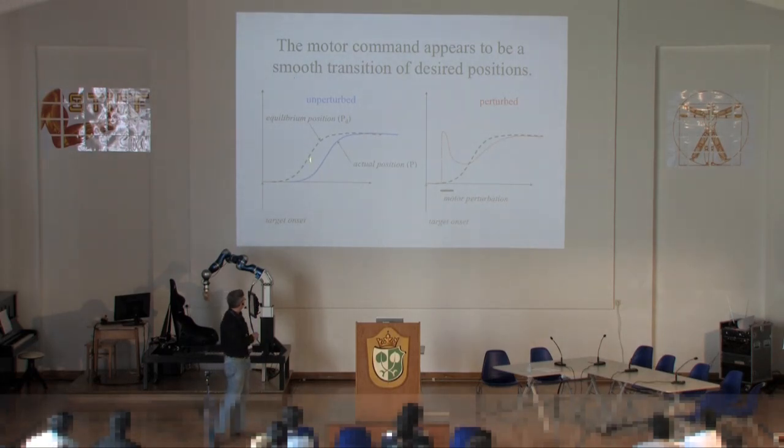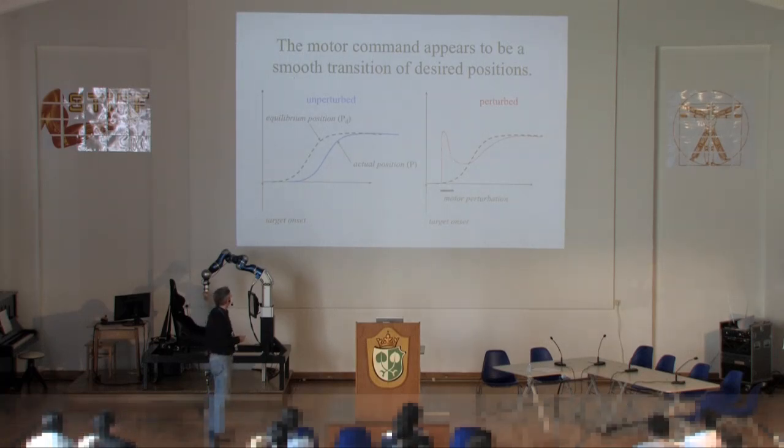One of the ideas was instead of that, what the brain is doing is programming a time series of desired positions, okay? So it doesn't just jump. It says, at this point in time, I want to be here. At this point in time, I want to be here. At this point in time, I want to be here. And because of the delays in the feedback loop and the latency of the dynamical system, the actual arm does that more or less with some delay.